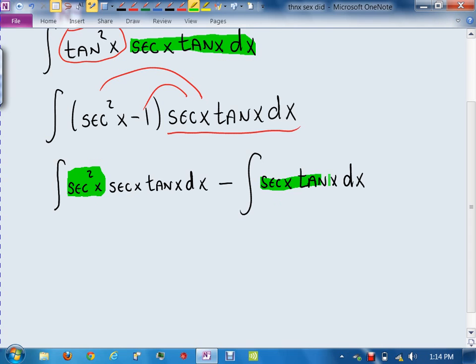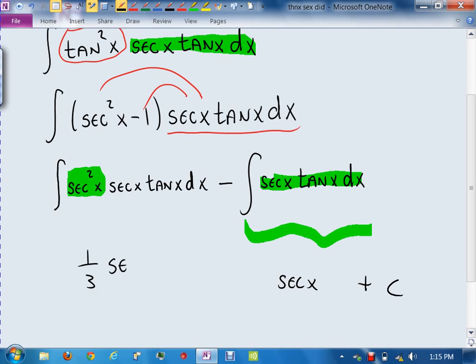The other one though, that's the derivative. You should know the antiderivative of that because you know from Cal 1 the derivative of secant is secant tangent. So the antiderivative of that is just secant x, plus c. And then you've got 1/3 secant cubed x over here, and then minus between them. That make sense? So it's a lot of playing with these identities, right?